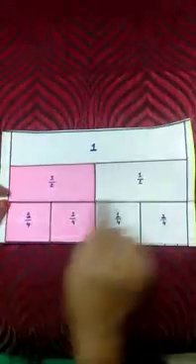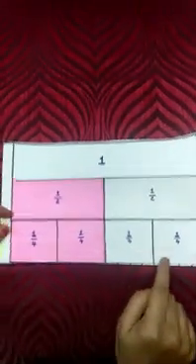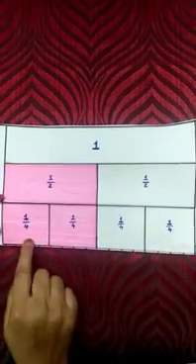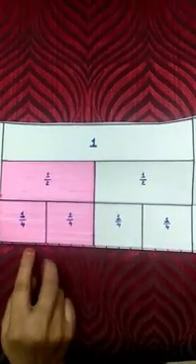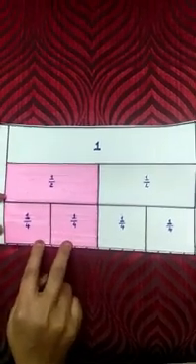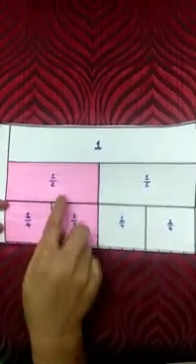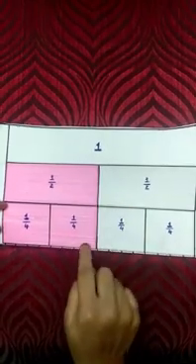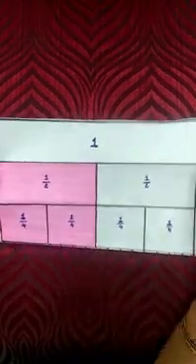Now I divided each half into two parts. Then how many parts do we have here? 4 parts, where each part represents 1/4. How many parts did I select here? 2 parts, where this 2/4 occupies the same amount of space as 1/2. So from this we can say 1/2 and 2/4 are equivalent fractions.